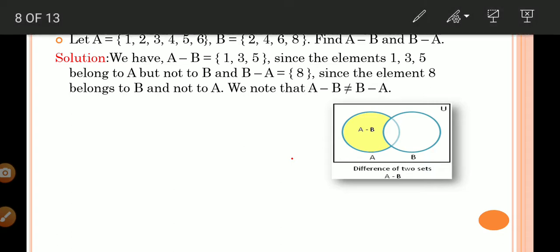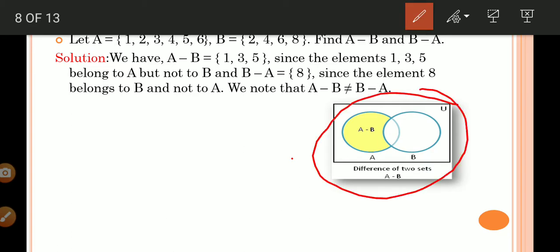The Venn diagram of the difference of sets is given here. The difference of two sets is A minus B. A minus B means we get the part of A only. How will we get it? It is clearly shown here, 1, 3, 5, the only elements present in A.